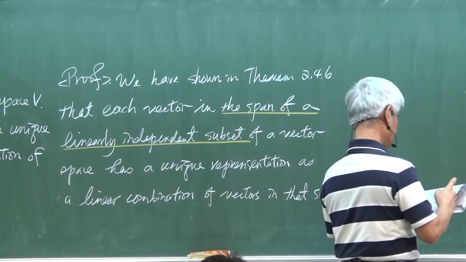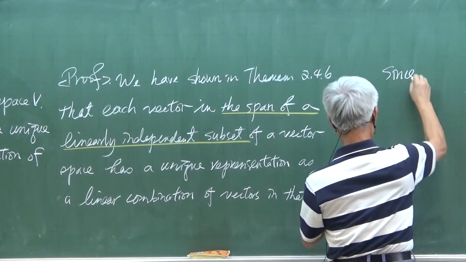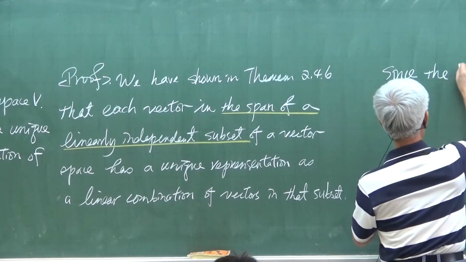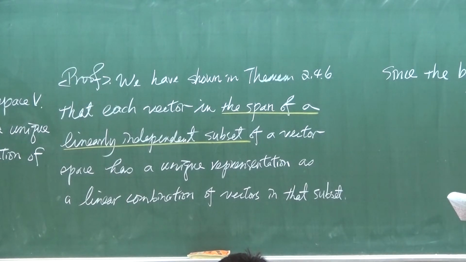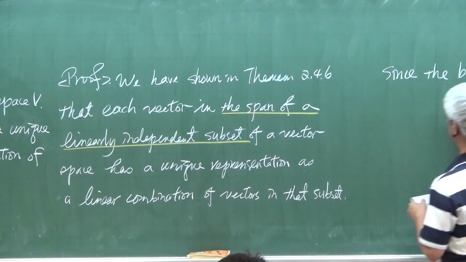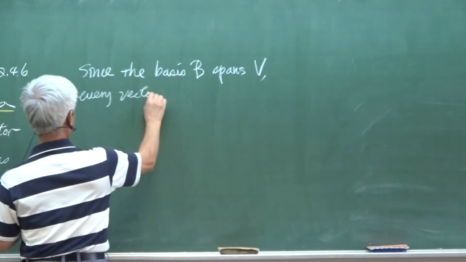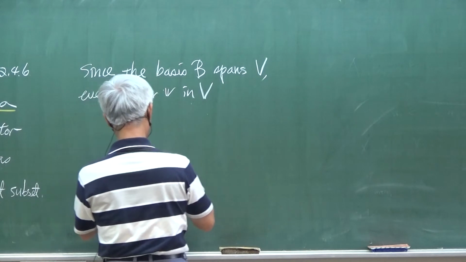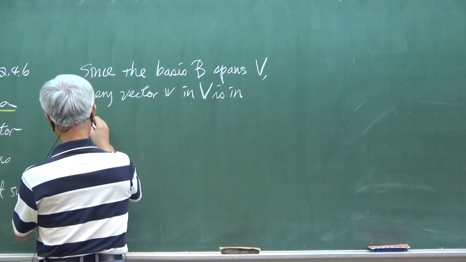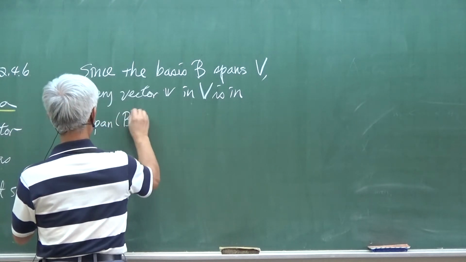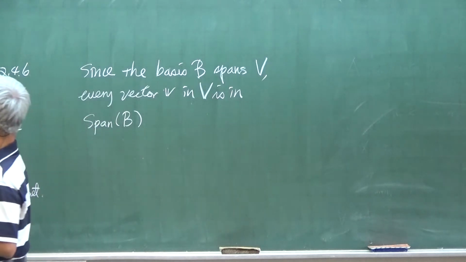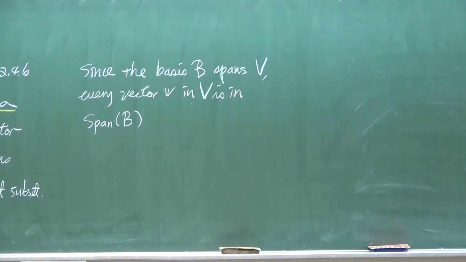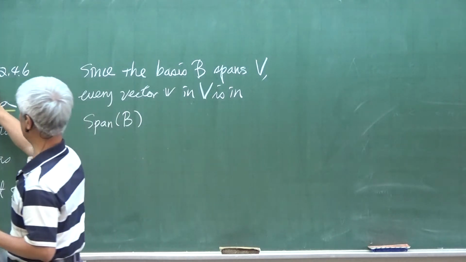Now, since the basis we consider spans the vector space V, every vector v in the vector space V is in the span of B. So here, the span of a linearly independent subset: this linearly independent subset actually is the basis, and the span is the span of the basis. And because B is the basis, the span is V.